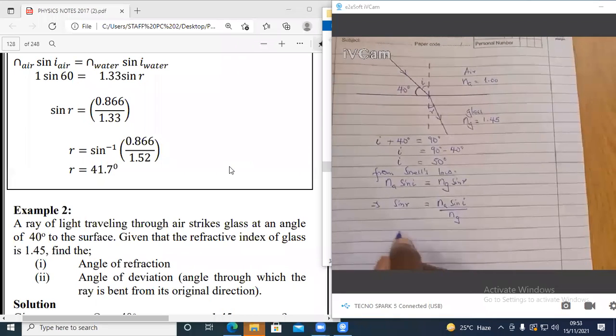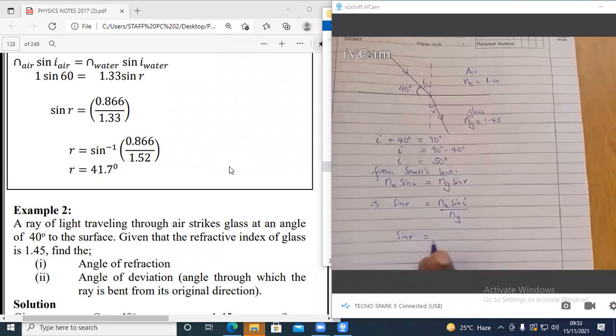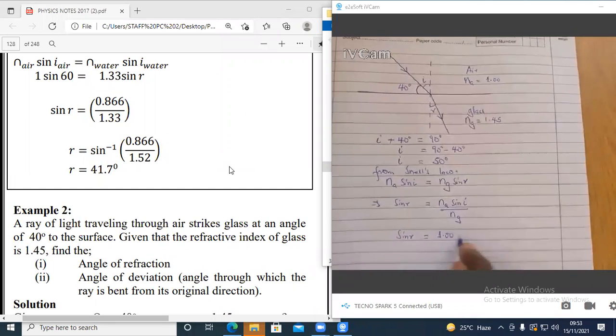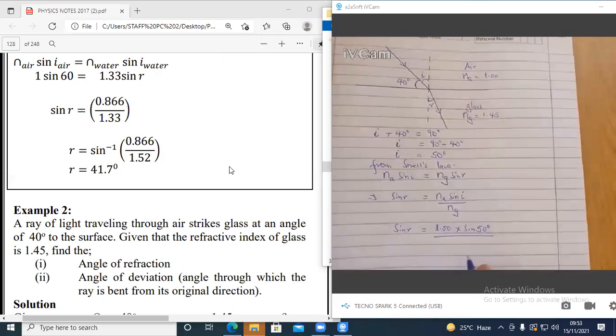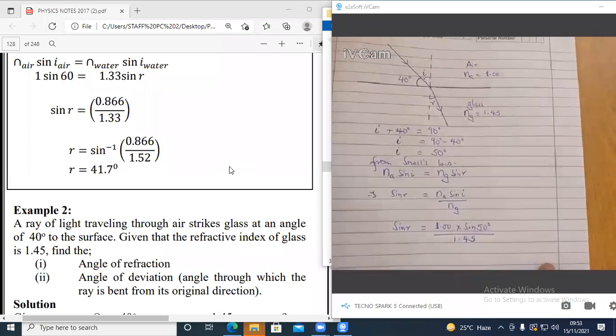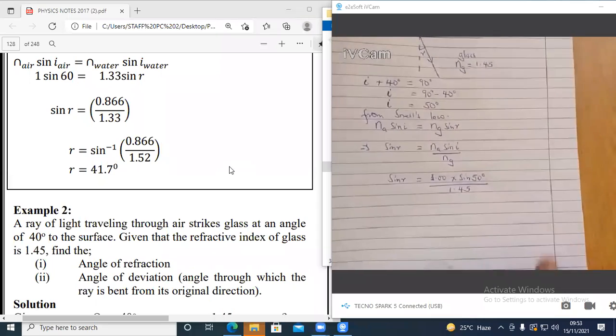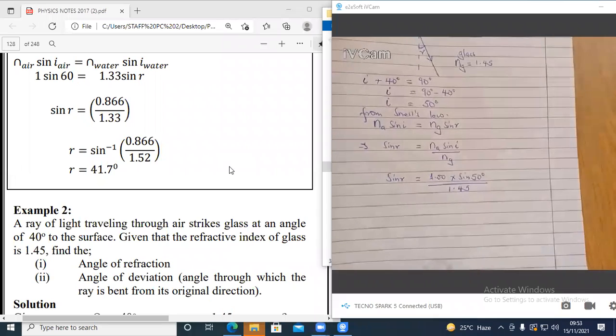So from there we start the substitution. This is 1.00 times sine of 50 degrees over the refractive index of glass, which was given to be 1.45. So you have to follow what is given in the question. Theoretically, we know that the refractive index of glass is 1.52, but sometimes it keeps varying in calculations. Are you together, members?